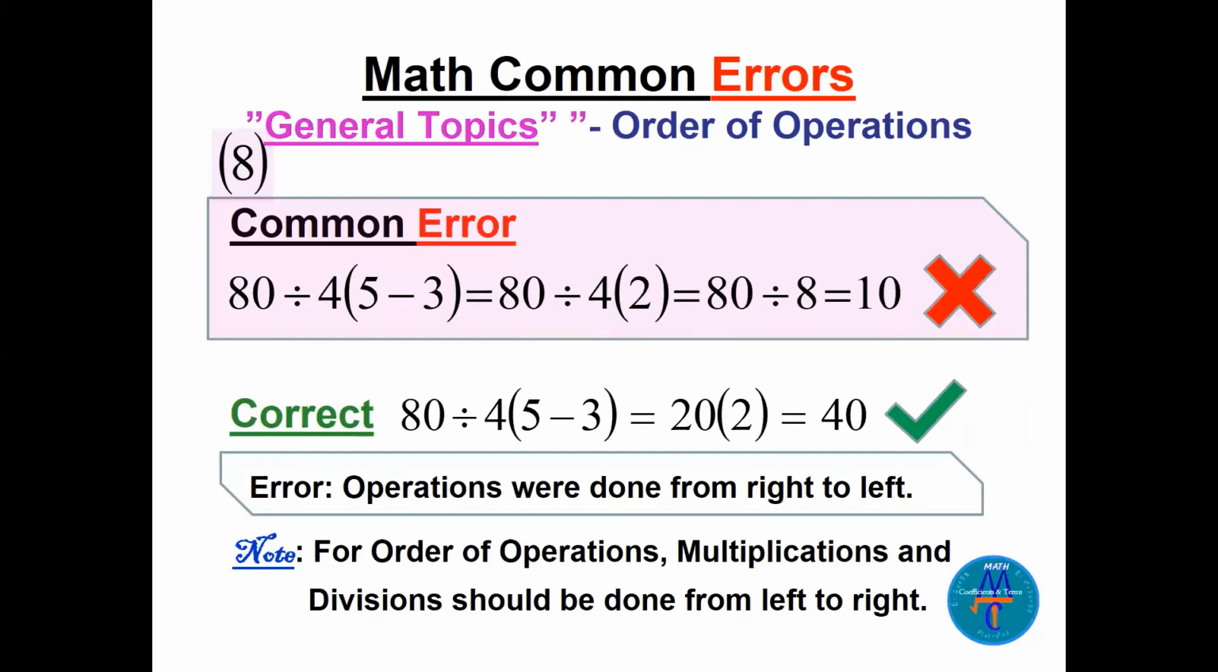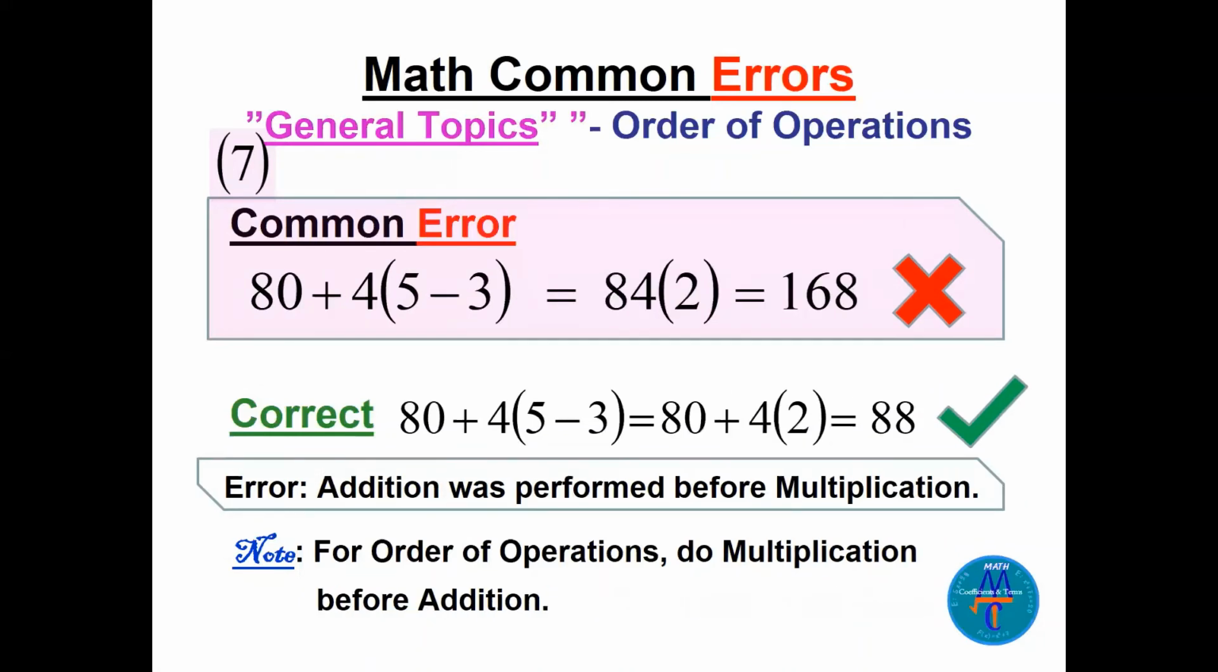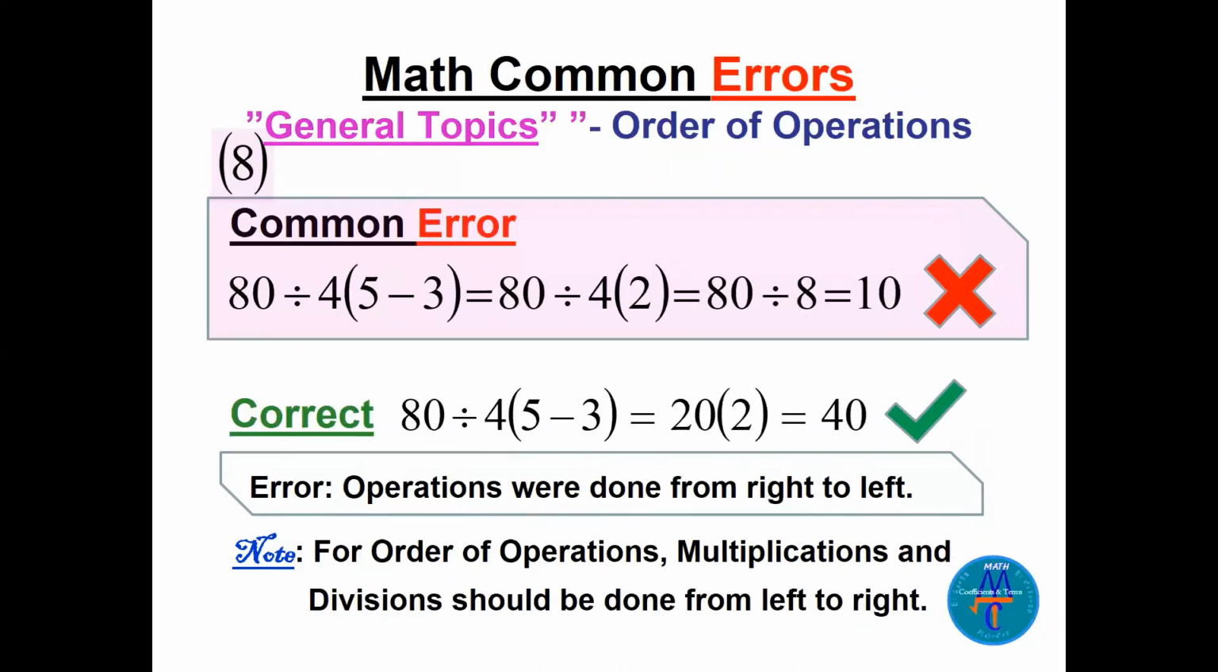Okay, let's see. This is very similar. We have 80 divided by... See, remember in number 7, we have 80 plus. I changed the question. 80 divided by 4 in the bracket, 5 minus 3. 5 minus 3 will be 2. So we have here 4 times 2. So if you multiply here, 8, 80 divided by 8, 10. That's the wrong answer.